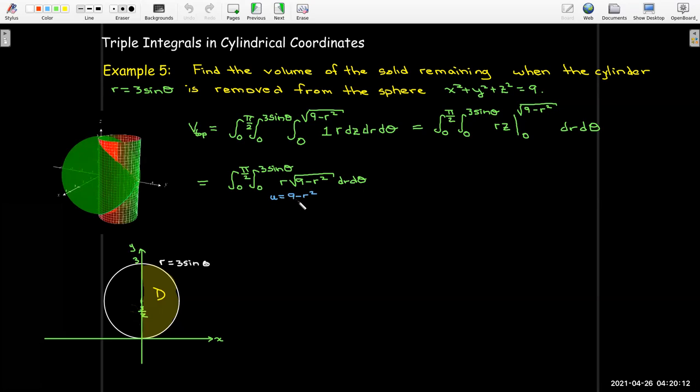So as usual, I'd have u equals 9 minus r squared, so du equals minus 2r dr. The lower bound is pretty easy to convert because it's a constant. So when r equals 0, u will equal 9. And then for the upper bound, when r equals 3 sine theta, u would equal 9 minus 9 sine squared theta. So I just took 3 sine theta and squared it. I can factor out the 9 there. What's left over is 1 minus sine squared theta, which would be cosine squared theta. So my upper bound is going to be 9 cosine squared theta.